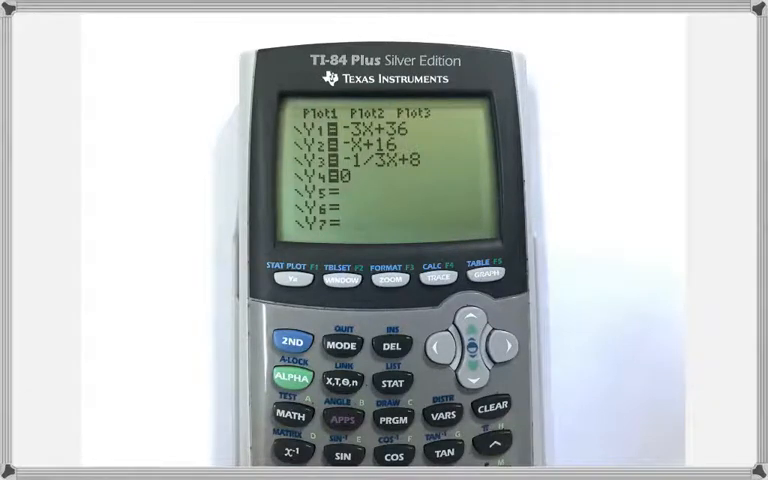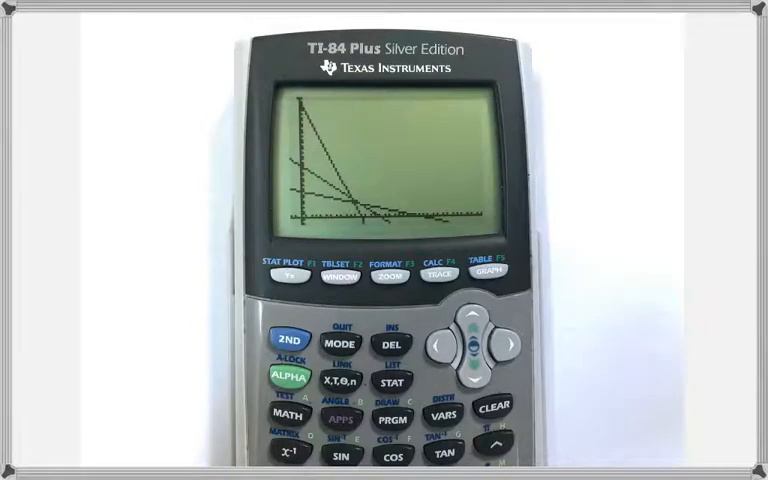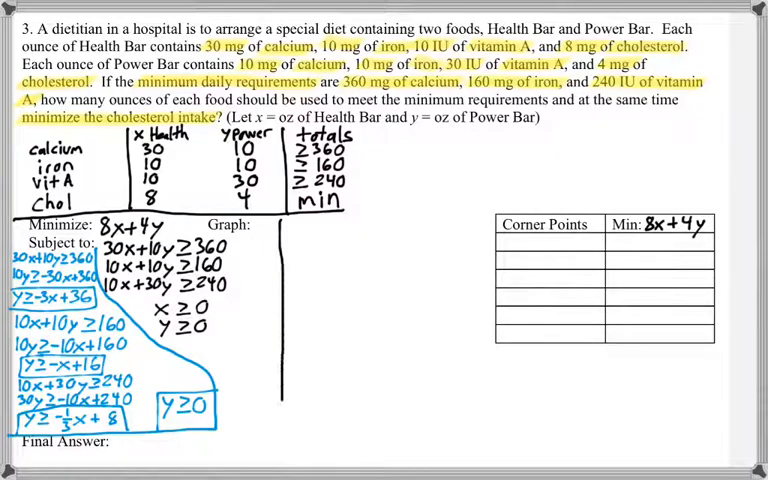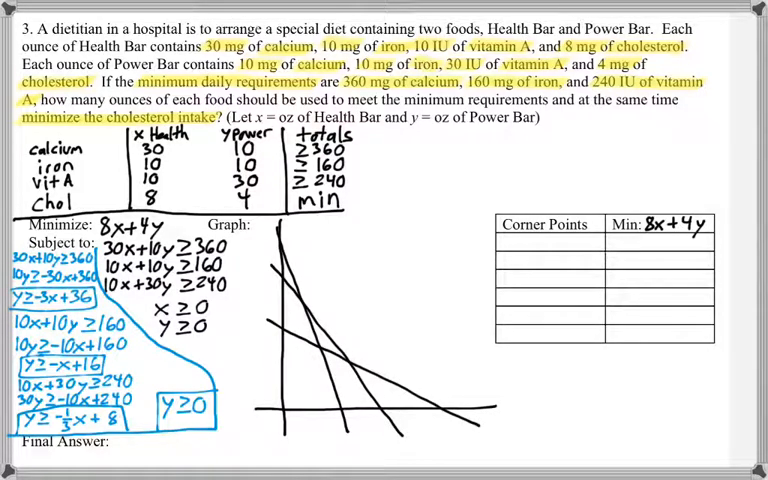Next, I want to remove the shading so that it's easier to find the intersection points. So I need to go back to the y equals menu and change all of these back to the line symbol. And then if we press graph, this is what our graph looks like. So before I actually find the intersection points, I want to go back to my paper and draw the graph first. So it's going to look something like this. So I have to find this point, this point, this point, and this point. And this is my feasible region.